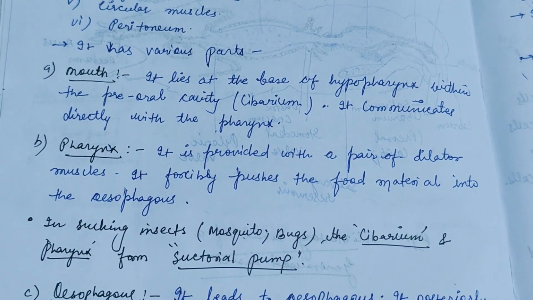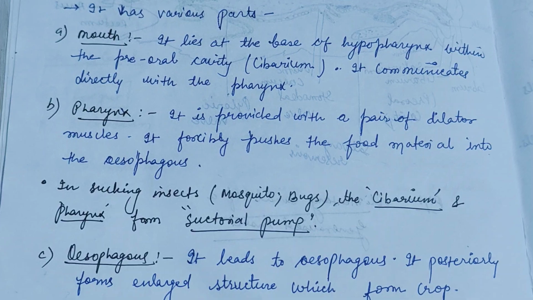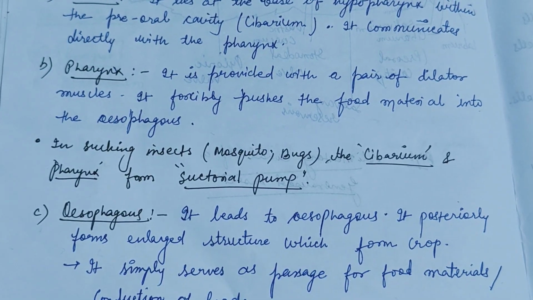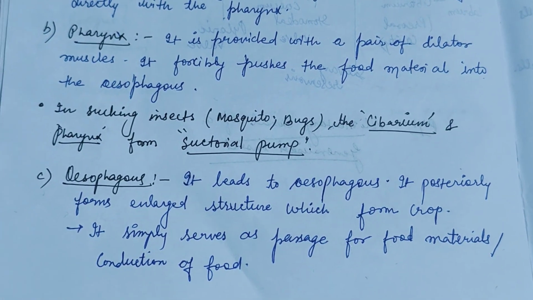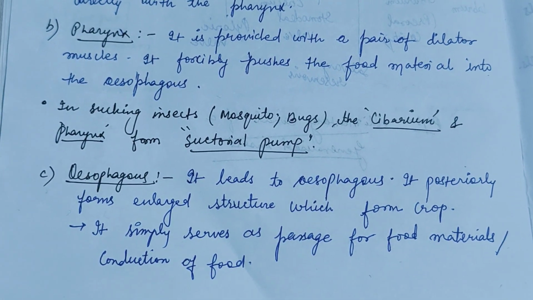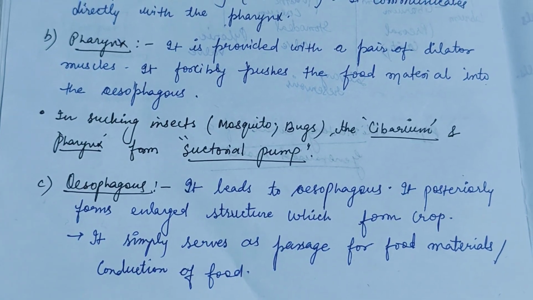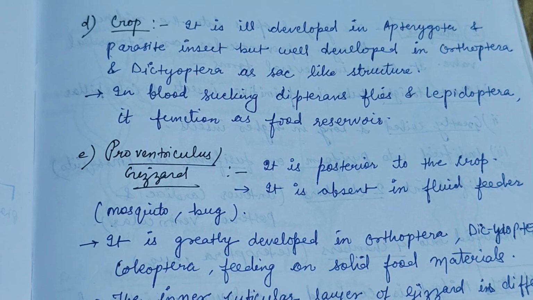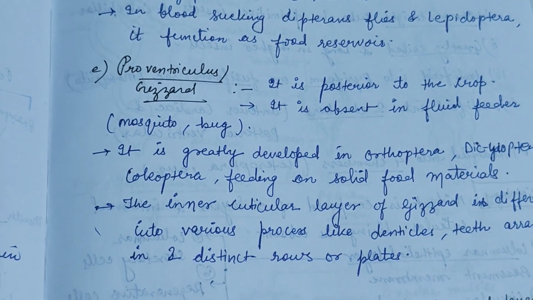The mouth lies at the base of the hypopharynx within the perioral cavity, that is the cibarium, and it communicates directly into the pharynx. In sucking insects like mosquitoes and bugs, the cibarium and the pharynx form the suctorial pump. The oesophagus leads posteriorly and forms an enlarged structure which forms the crop. In blood-sucking dipterans, flies, and lepidopterans like butterflies, it functions as a food reservoir.